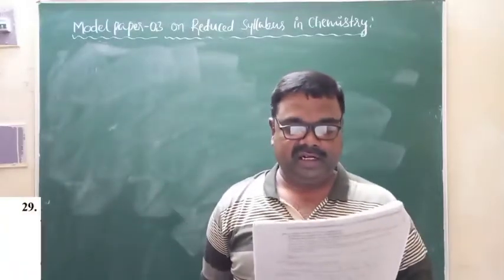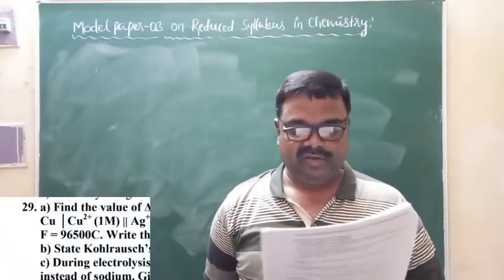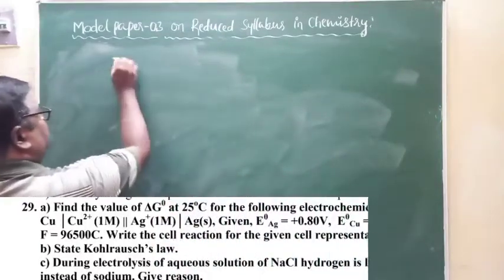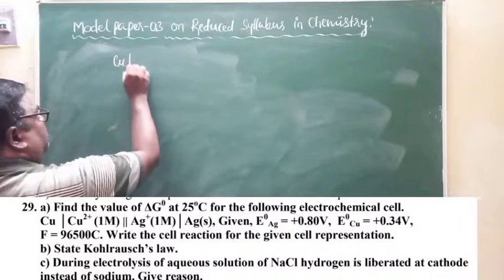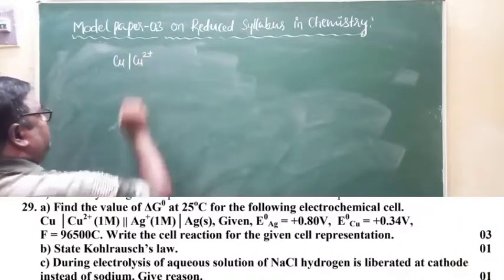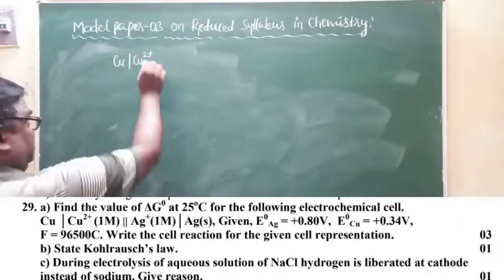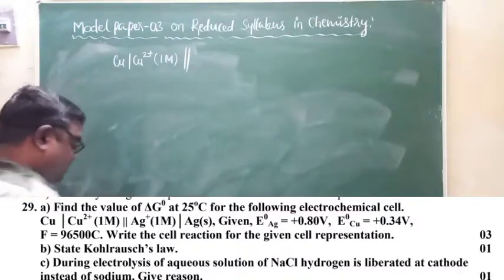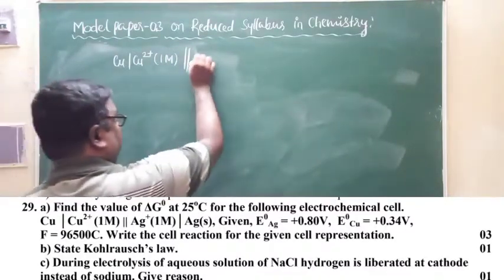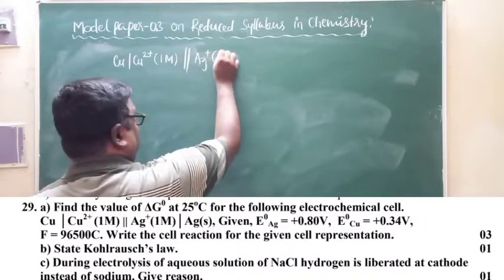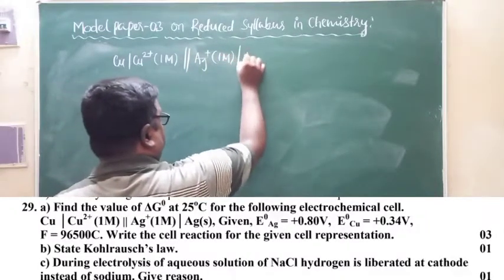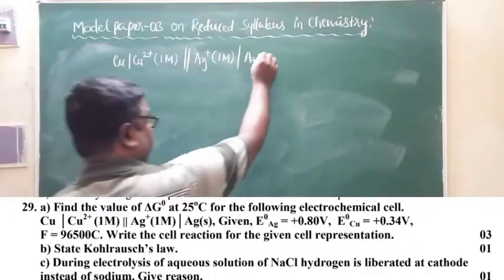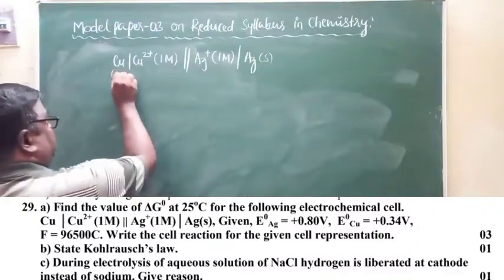Find the value of delta G naught at 25 degrees Celsius for the following electrochemical cell. One electrochemical cell is given: Cu | Cu2+, concentration of Cu2+ ions is 1 molar, then Ag+, concentration 1 molar, and Ag. Copper is a solid.